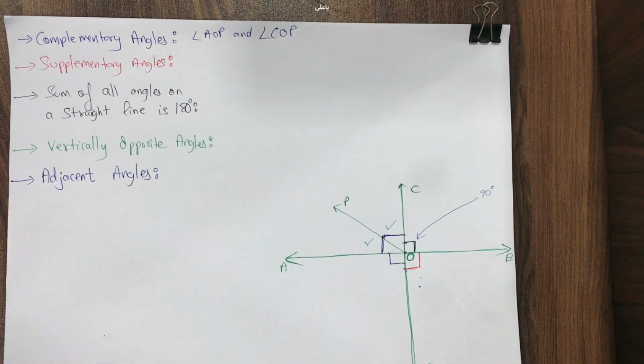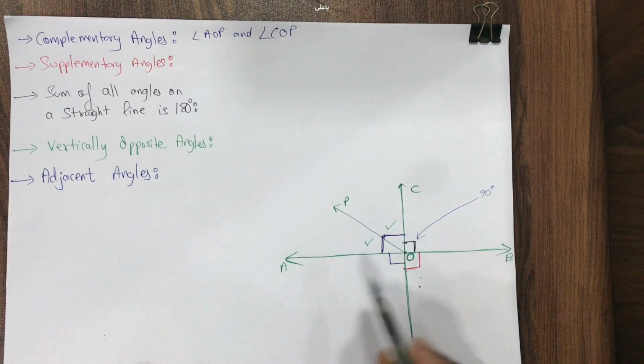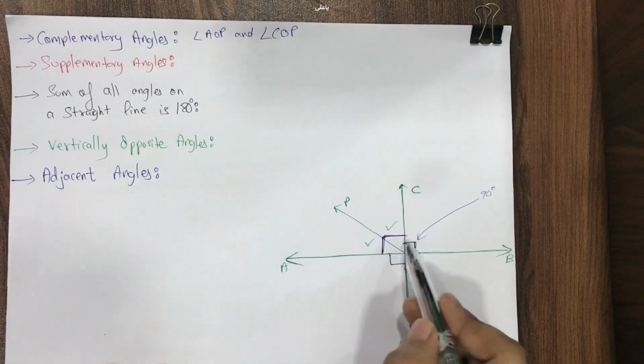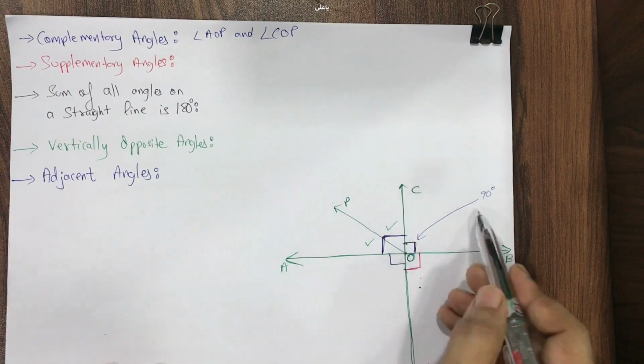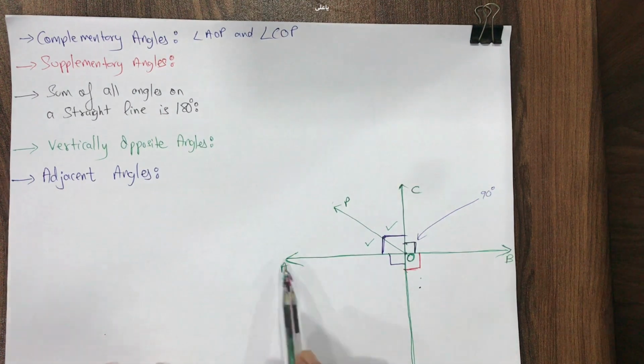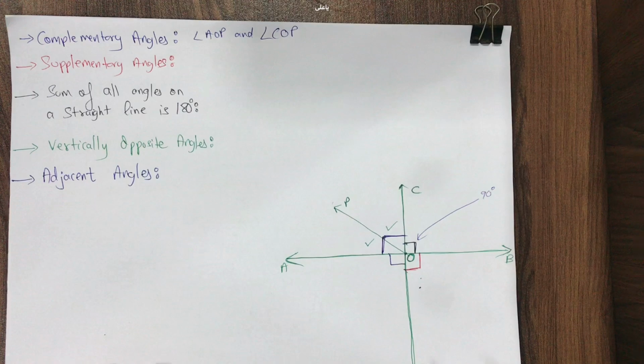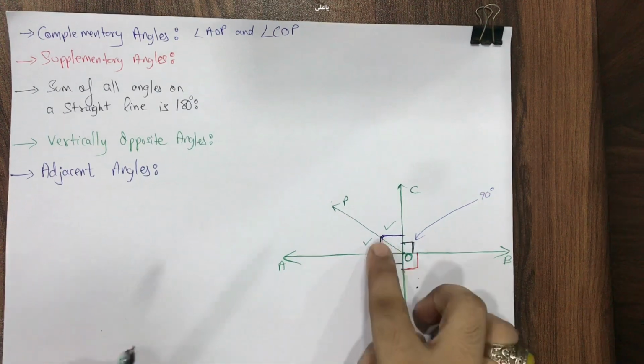Now tell me, students, which are supplementary angles over here? Can I say, students, please see here, angle AOC plus angle BOC. This is 90, this is 90. So AOC plus BOC is 180 degrees. Similarly, AOD plus BOD is also 180 degrees. Okay, this is 90, this is 90.